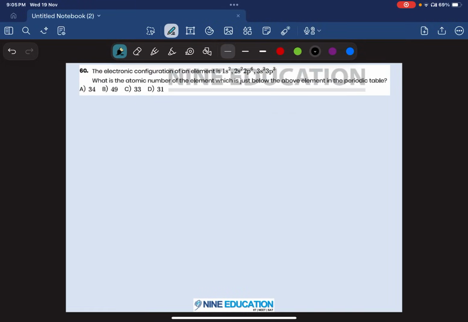Next, question number 60. The electronic configuration of an element is 1s2, 2s2, 2p6, 3s2, 3p3. From here, you can get an estimate of what element it would be. The valence shell has 5 electrons. That means it definitely belongs to group number 15. Since it is the third period and group number 15, you need to remember the positioning. It is nothing but phosphorus. This element is actually phosphorus.